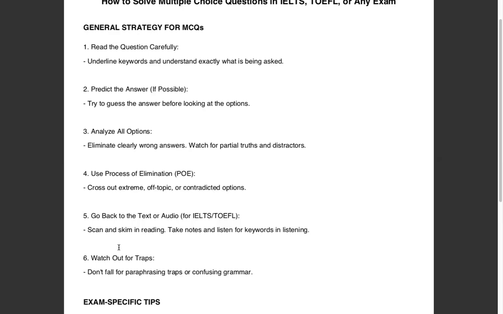Because he or she knows that most of the students are not reading all options. When they read the first option, they think, okay, yes, this is the one I really believe, and leave the rest, not reading the rest of the options, in this case it will be a big trap. This is the first one. Second one is paraphrasing. Be careful about paraphrasing.